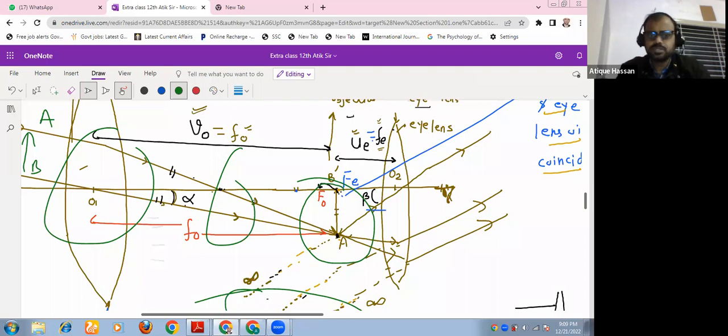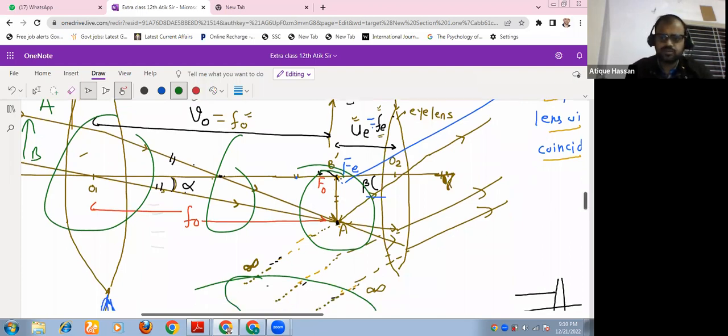Sometimes in a question, maybe they will ask about the nature of the intermediate image, right? So if you see the nature of the intermediate image, that is real as well as inverted, right? You should remember that. And in the case of a microscope also, you should remember the nature of the intermediate image. Sometimes they may ask what is the nature of the intermediate image formed in the case of an astronomical telescope, or in the case of a compound microscope, so we should remember.